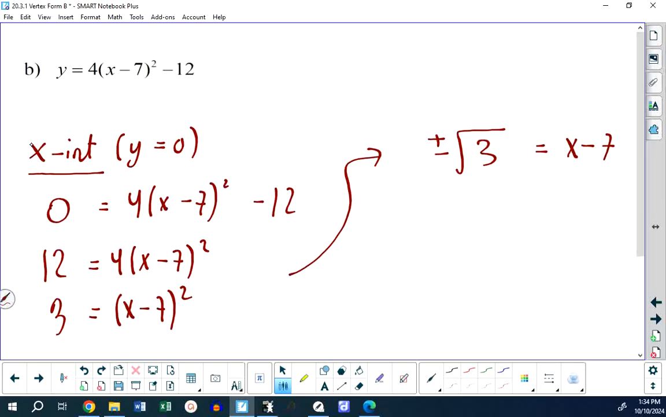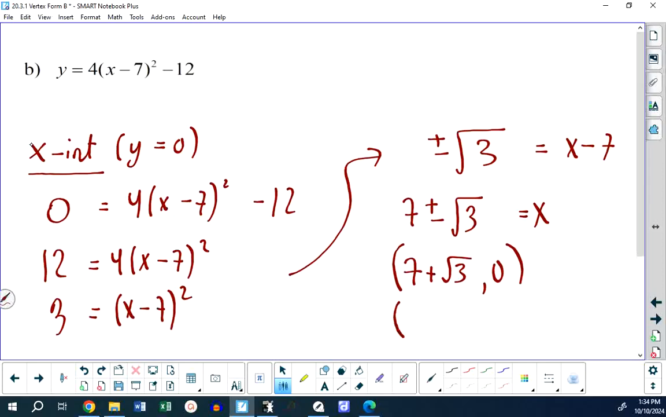That is not the square root of 3 because root 3 is an irrational number. The only answer to the question of what is the square root of 3 is to say it's the square root of 3. We don't want to evaluate it. We want to leave it as an exact value. All we have to do is add 7 to both sides now, and our two x-intercepts are 7 plus or minus root 3. So one of the x-intercepts is 7 plus root 3, comma 0. The other one is 7 minus root 3, comma 0.